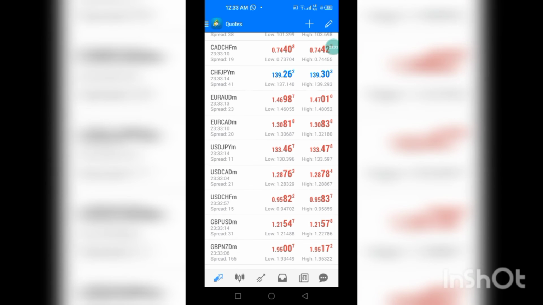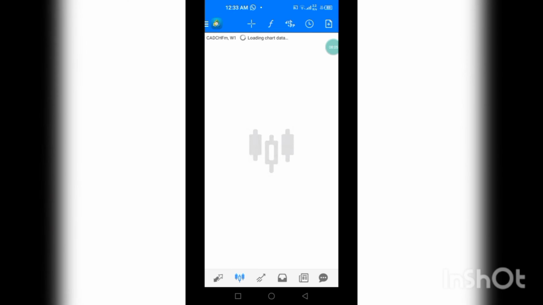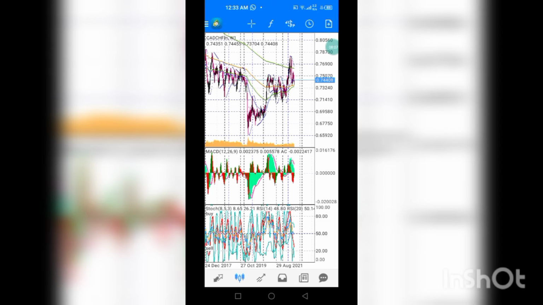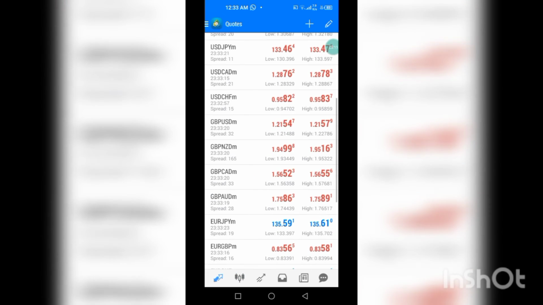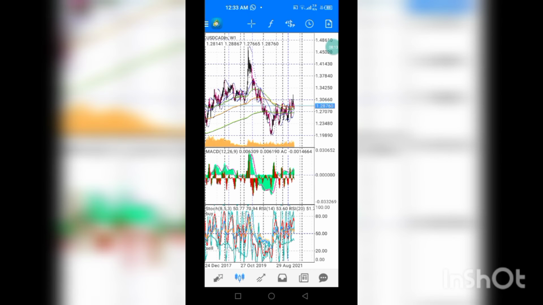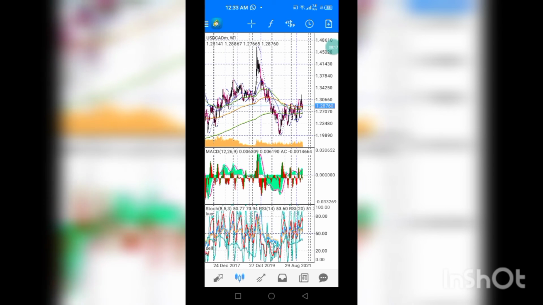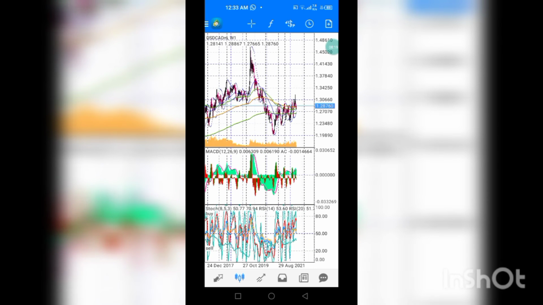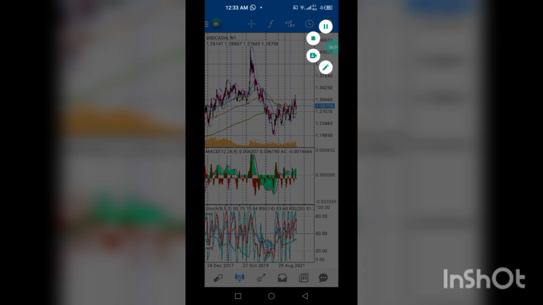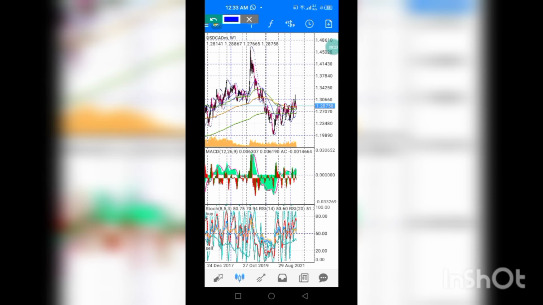Okay, let's look at CAD-JPY. Let's look for a chart. You can see right here.